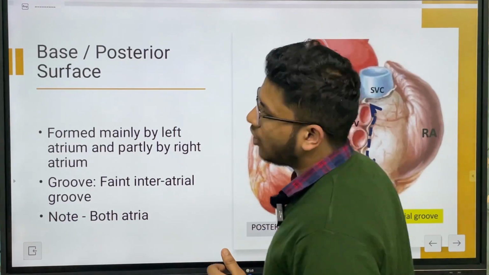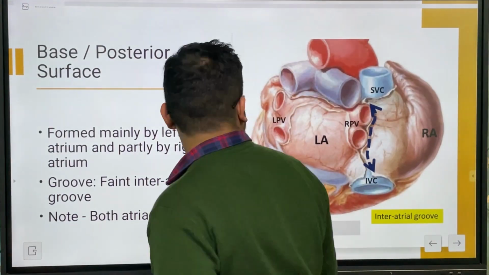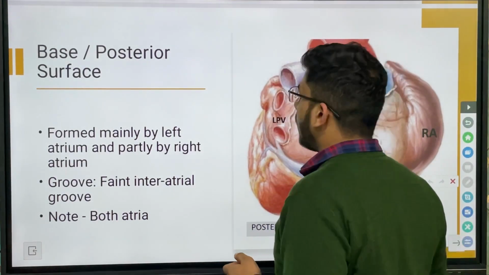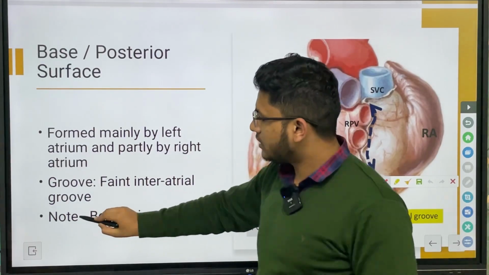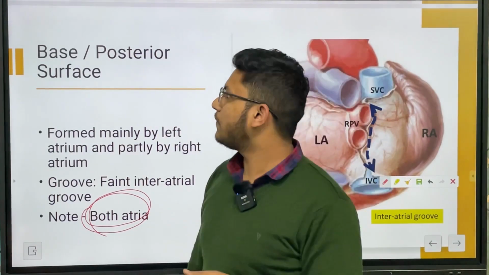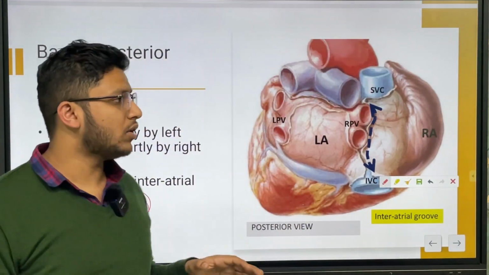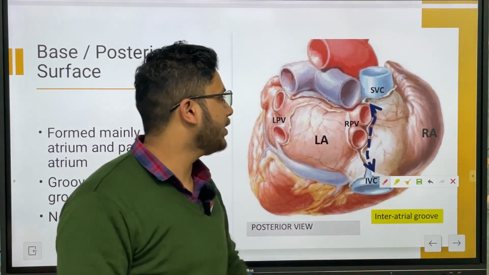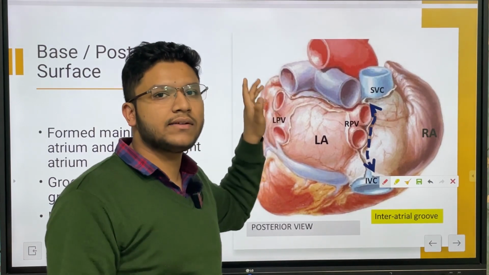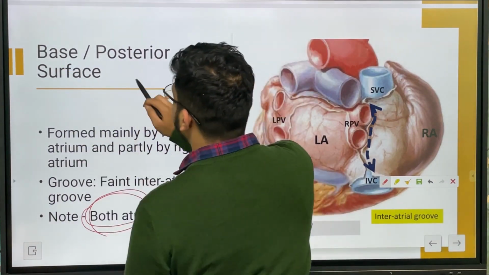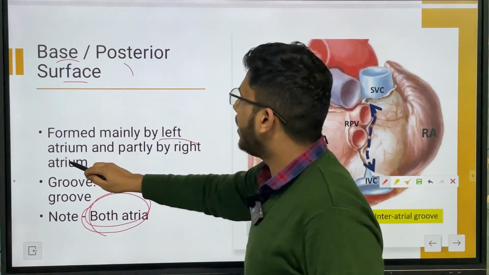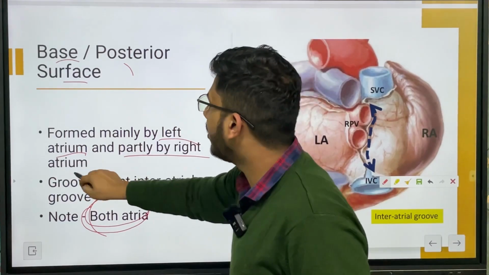Now let's move to the next surface. Next is base or posterior surface. Base or posterior surface, it is also an important surface. What is so important about this? Both atria. It is the only region which is formed by both the atria. It is not seen in any other surface except posterior or base surface. It is formed mainly by left atrium and partly by right atrium.